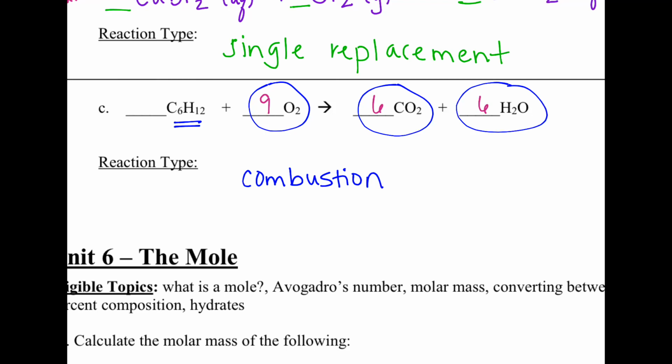Also, balancing pops up again later as well. So if you had trouble with balancing, make sure there was plenty of practice from the unit. You could go back and relook at those as well.